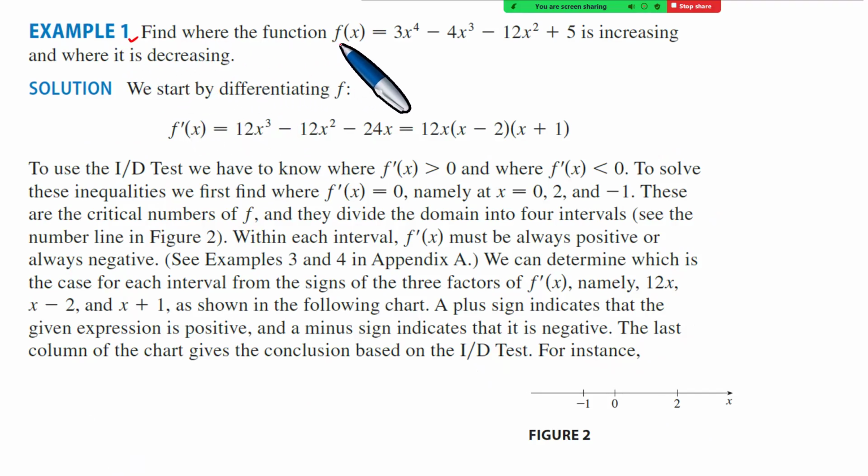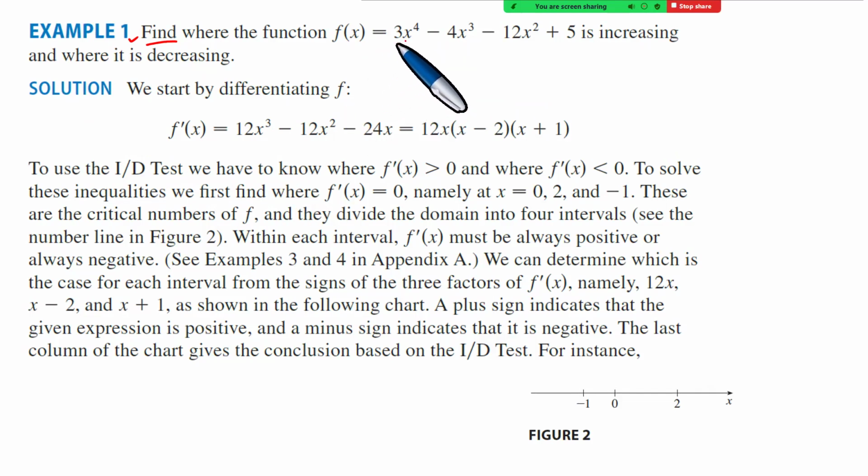Find where the function f of x, which equals 3x to the fourth power minus 4x cubed minus 12x squared plus 5, is increasing and where it is decreasing. We want to find where this function is increasing or decreasing. I know that is an easy part, but obviously we shall look at curve sketching today. So we start by differentiating f. What is the derivative of f?